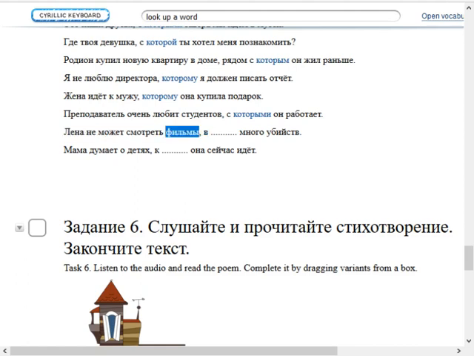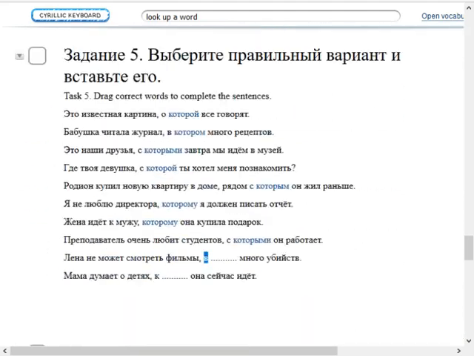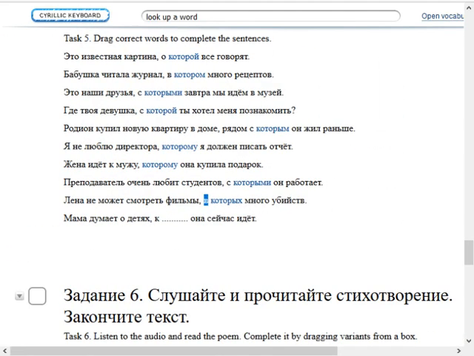So, films is plural and it's in the film, so this should be prepositional plural. Prepositional plural is которых. Которых. Lena does not want to watch films in which много убийств, in which there are many murders.